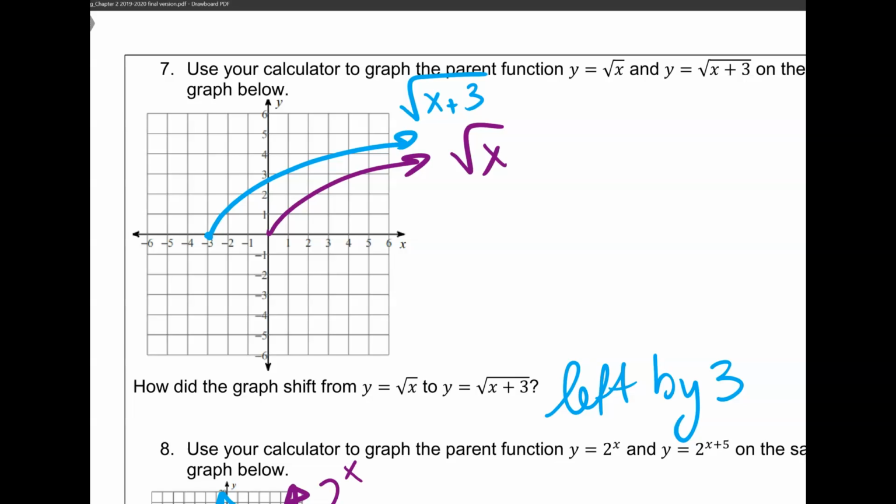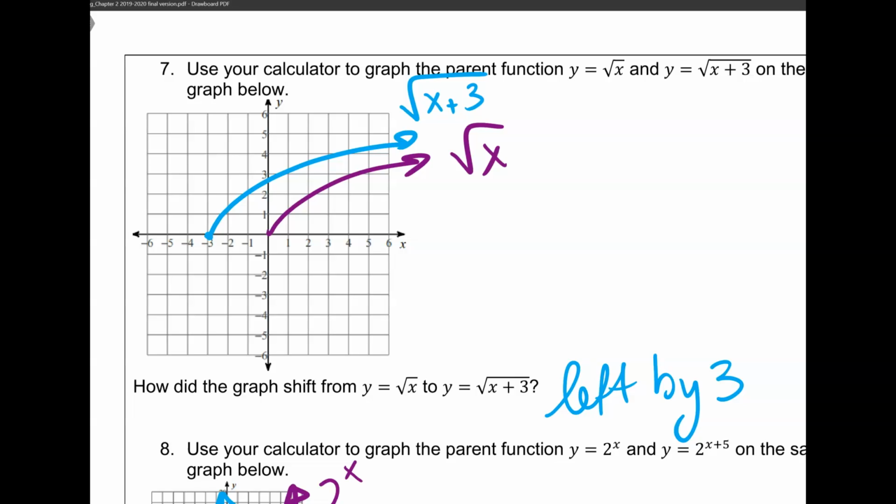The point I care about is that you are starting at 0 when you have square root of x, and then with the plus 3, you're starting at -3, and then just curving up. I don't care about every single point. I want you to get the gist. I want you to see that my original graph is moved by 3 to the left. That's it. It moved to the left by 3.